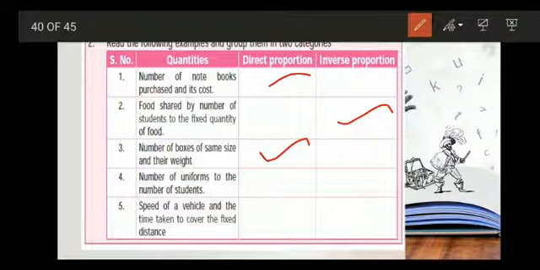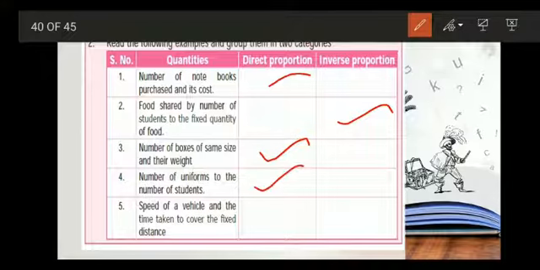Now see the fourth one, number of uniforms to the number of students. So when the number of uniforms increases, it means the number of students is also more, right? When the number of students increases, the number of uniforms will also increase. So this is also in direct proportion.